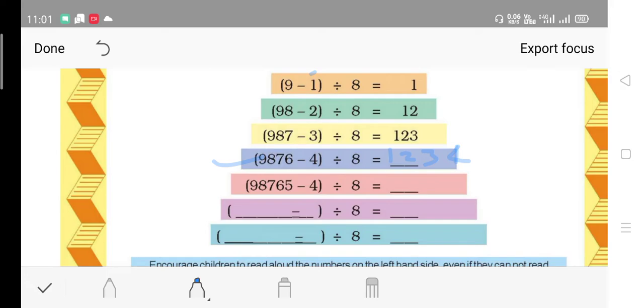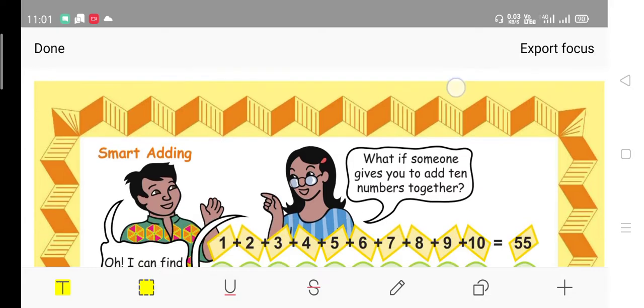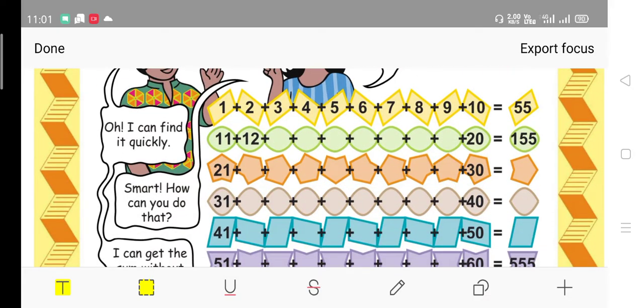We have learned the design, so we are now able to complete the pattern wherever the blanks are given to us. I hope you understood and you will be able to do it. Now let's move ahead. This is another pattern. Okay, look at this.